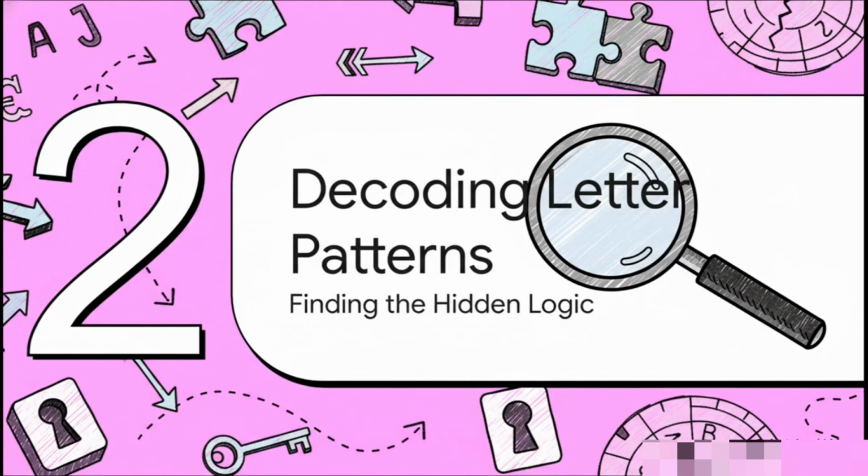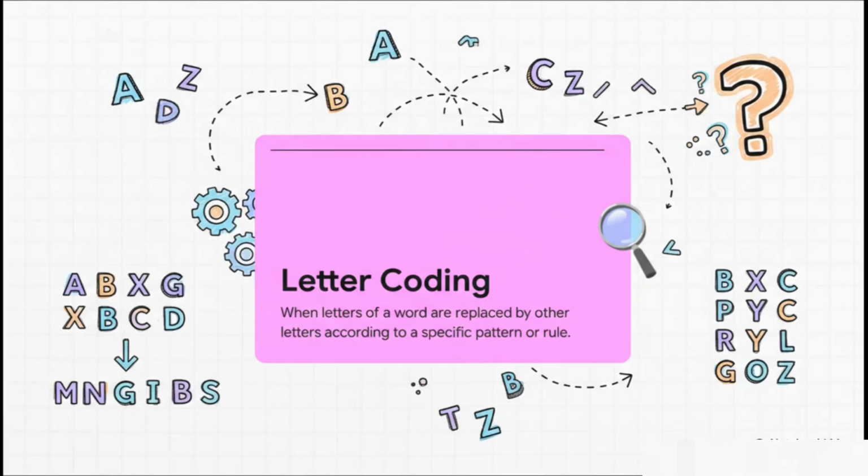All right, now that we've got the fundamentals down pat, let's tackle our first major type of coding, letter patterns. This is where you get to put on your detective hat. Your job is to find the hidden logic, the secret rule behind how the letters are being shifted or replaced. So, what is letter coding? Well, to put it simply, it's just when the letters of a word are replaced by other letters, but according to a very specific, consistent rule. And our job? It's to find that rule.